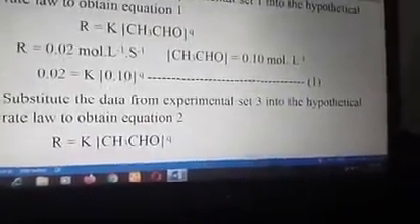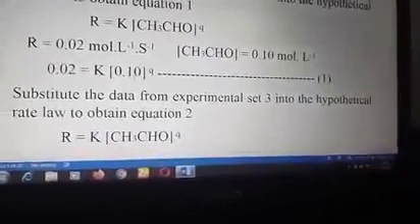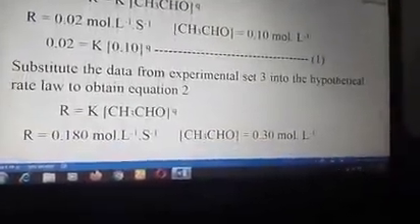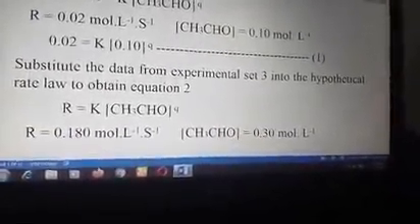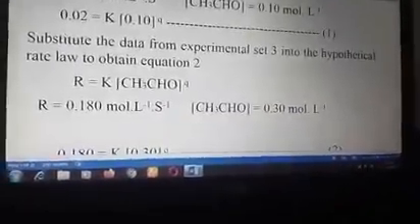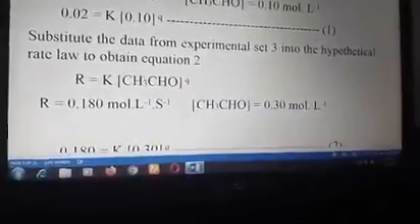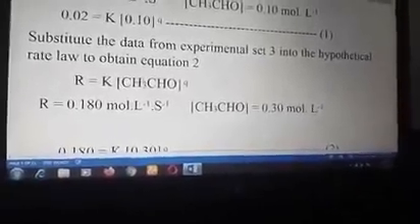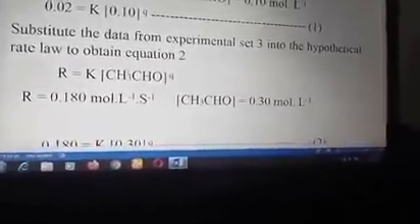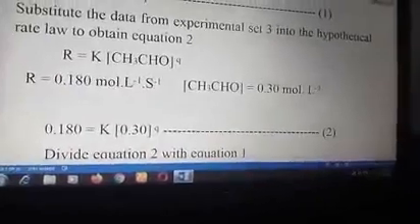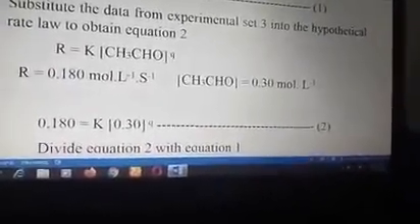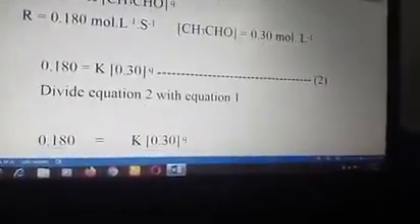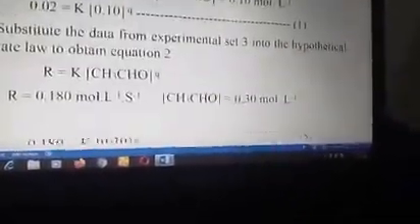Then substitute the data from experiment 3 into the same rate law. The rate law is given as R equals K[CH3CH2OH]^Q. Our R in set 3 is 0.180 mole per liter per second. Our concentration is 0.30. We substitute again R from the rate law as 0.180 and substitute the value of the ethanol concentration as 0.3, raised to power Q. This becomes equation 2. We now divide equation 1 with equation 2.